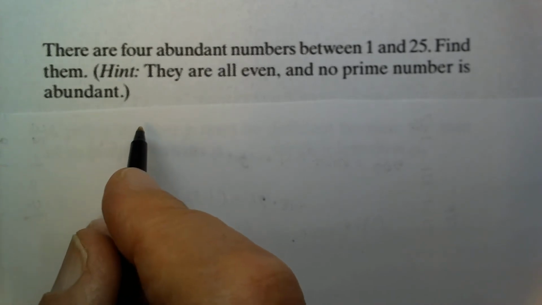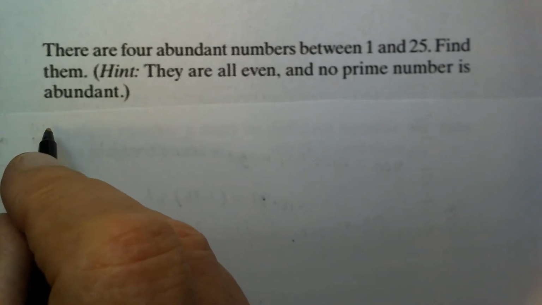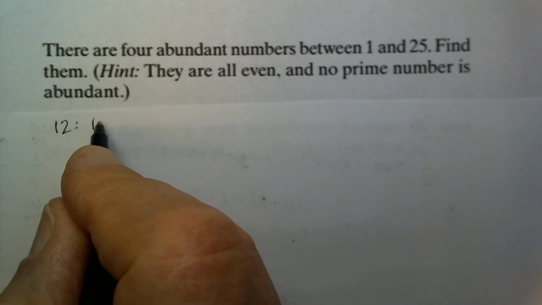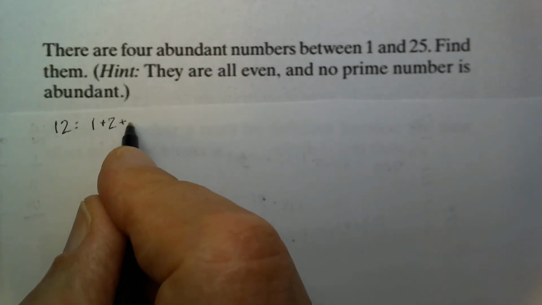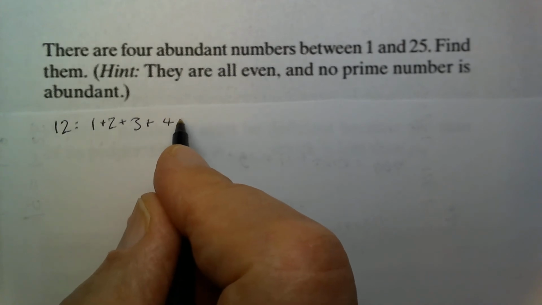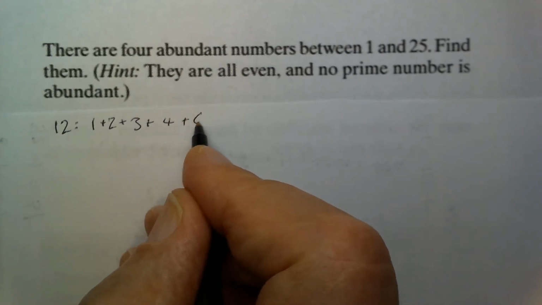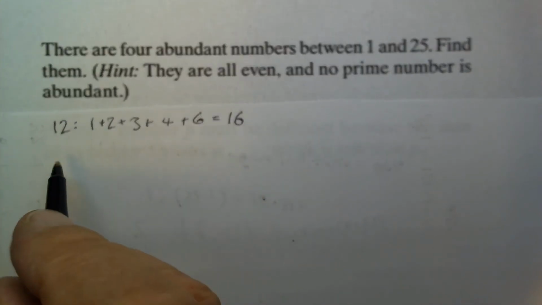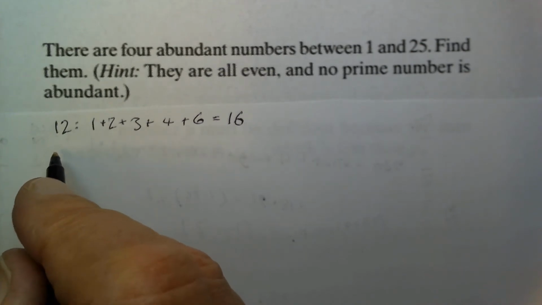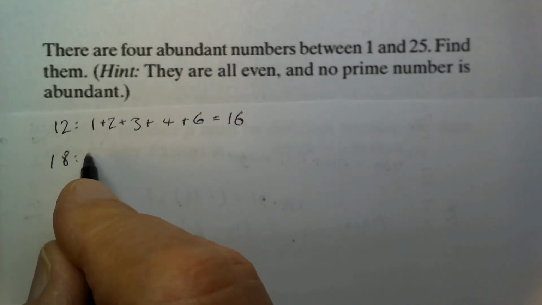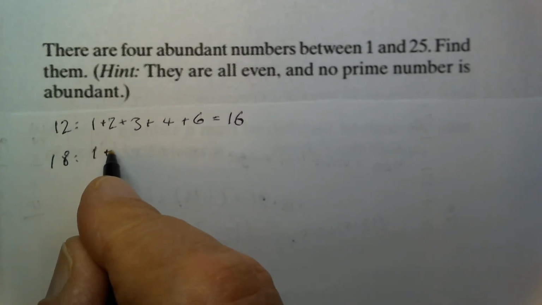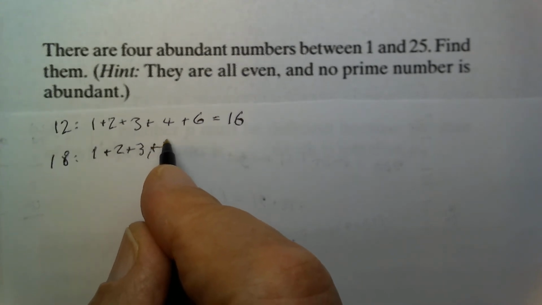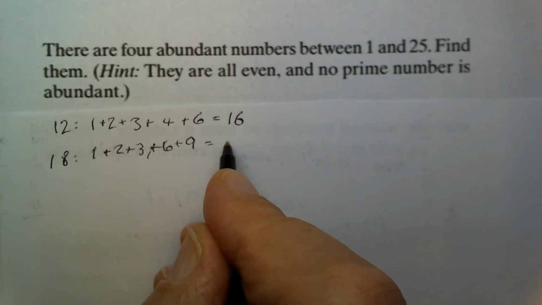As we try out the different even numbers between 1 and 25, eventually we find that 12 is abundant, because the proper divisors of 12 are 1, 2, 3, 4, and 6, which adds up to 16. So that means 12 is abundant. And then the next one, as it turns out, is 18, because the proper divisors of 18 are 1, 2, 3, 6, and 9, and that adds up to 21.